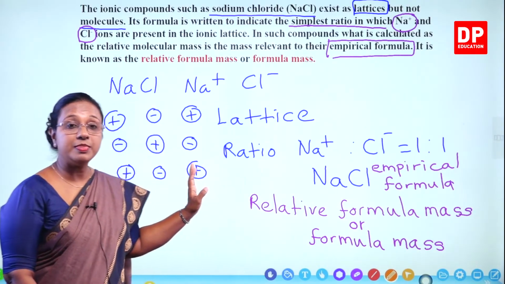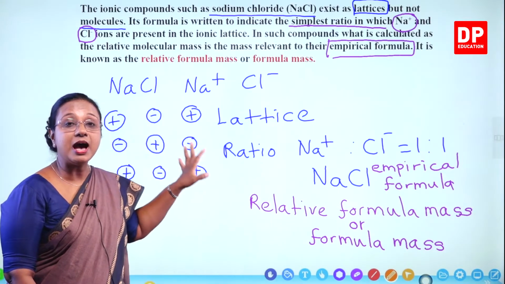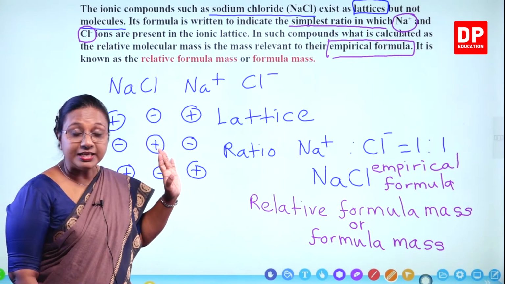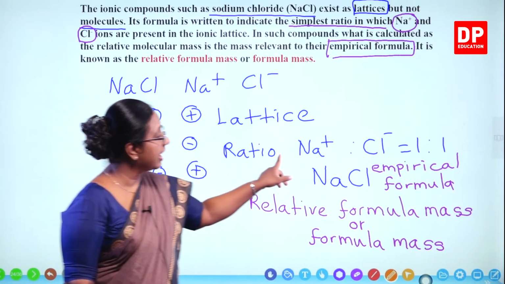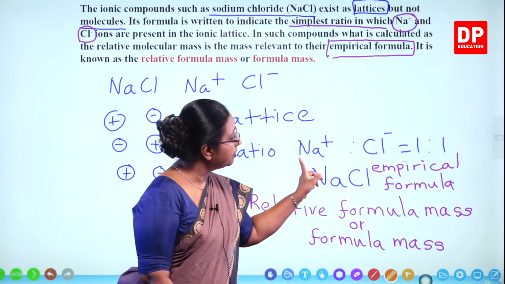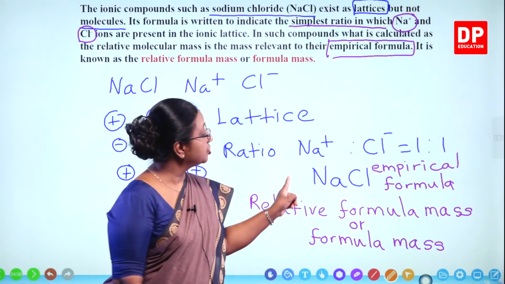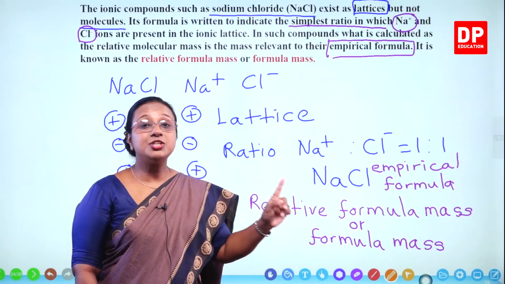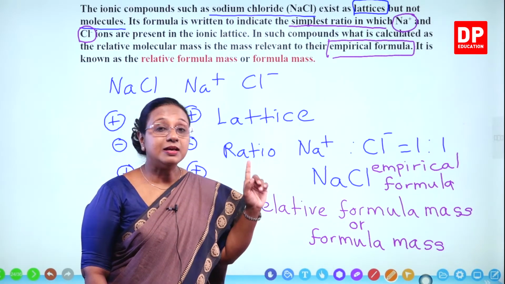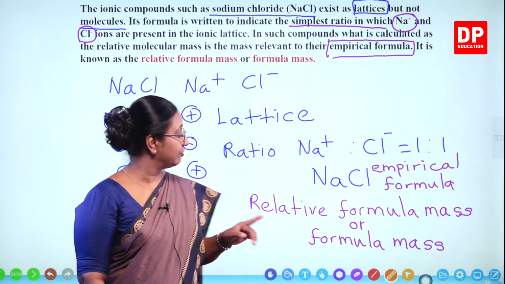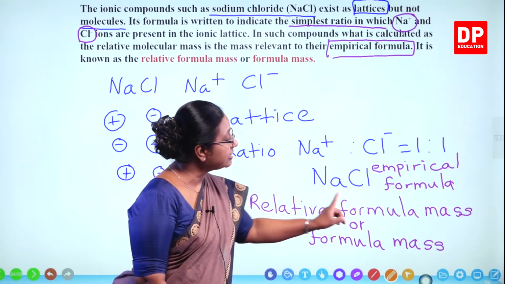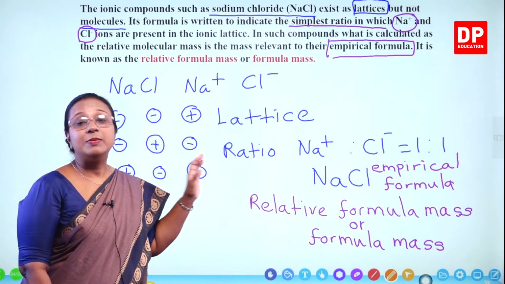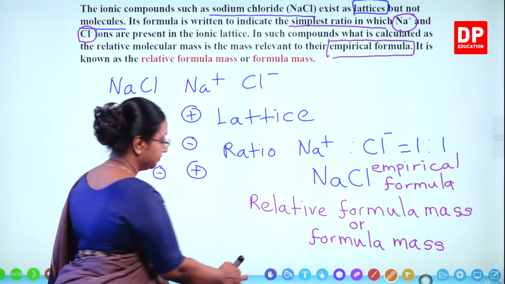This is different from the covalent compounds. They are ionic compounds. They exist as lattices, ionic lattices. Because of that, there is a ratio between the positive and negative ions. So we write the empirical formula giving the ratio between the ions. And the relative molecular mass calculated is known as relative formula mass or formula mass. Now we will do some examples.